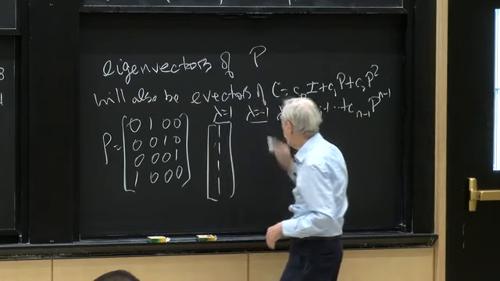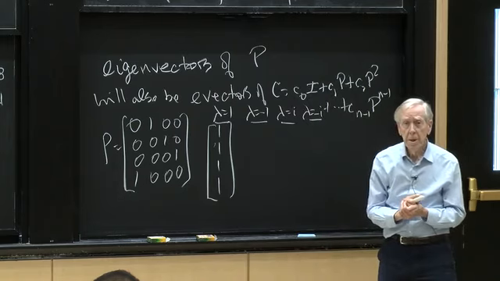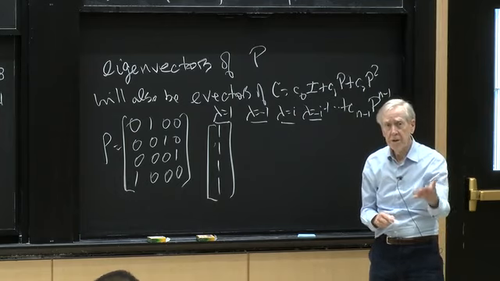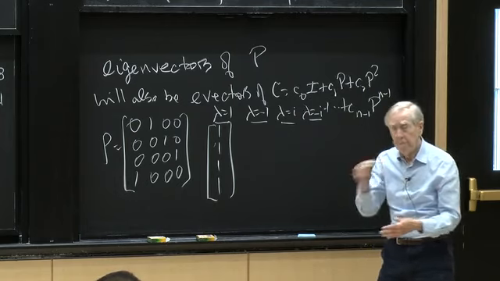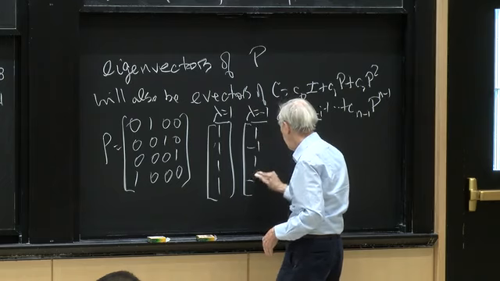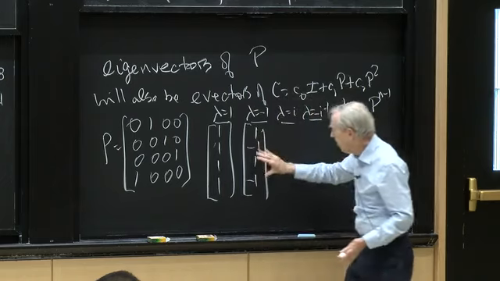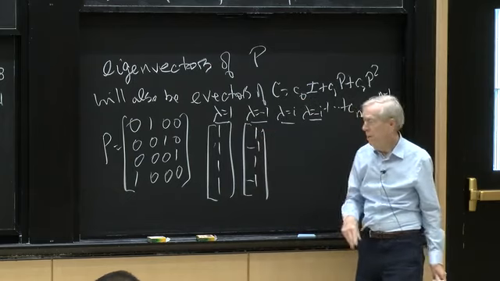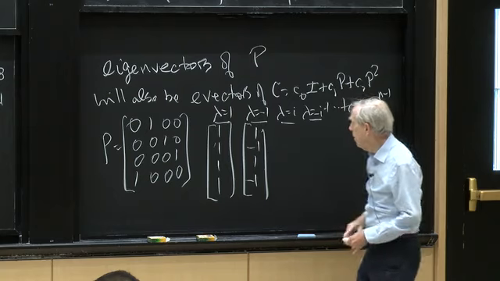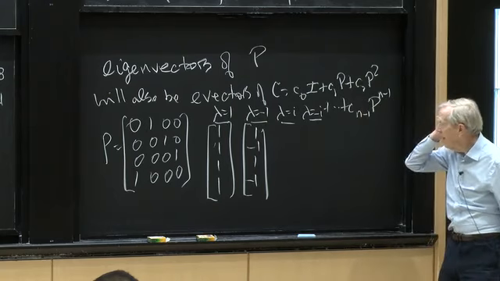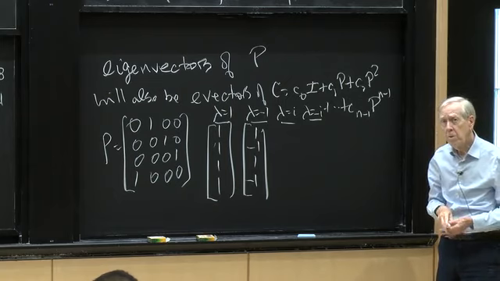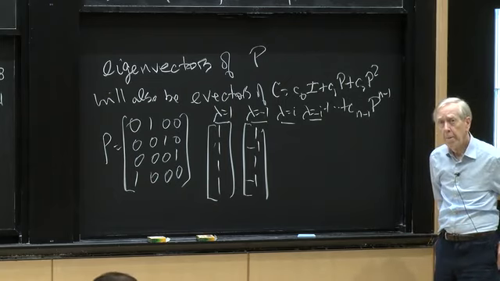And the eigenvector for lambda equal minus 1 is, so I want the shift to change every sign. So I better alternate those signs, so that if I shift it, the 1 goes to the minus 1, the minus 1 goes to the 1, so the eigenvalue is minus 1. Now, what about the eigenvector that goes with eigenvalue i?